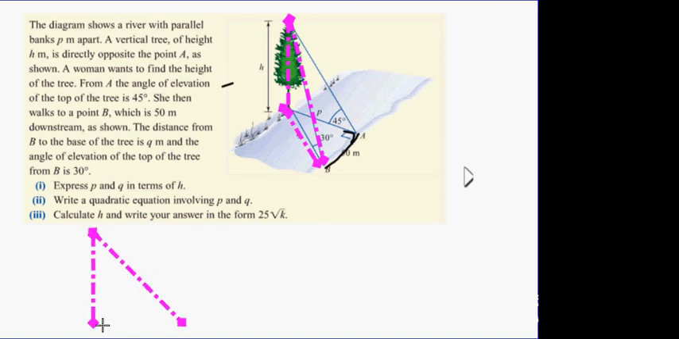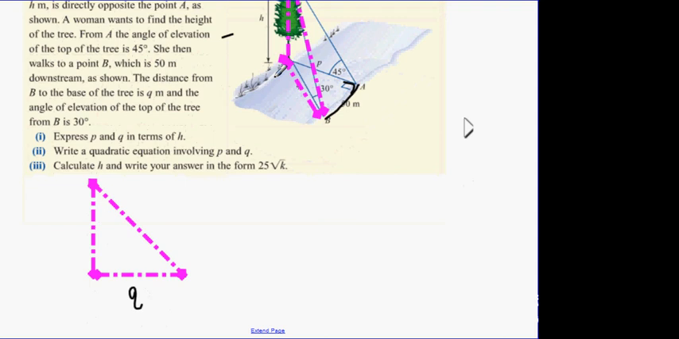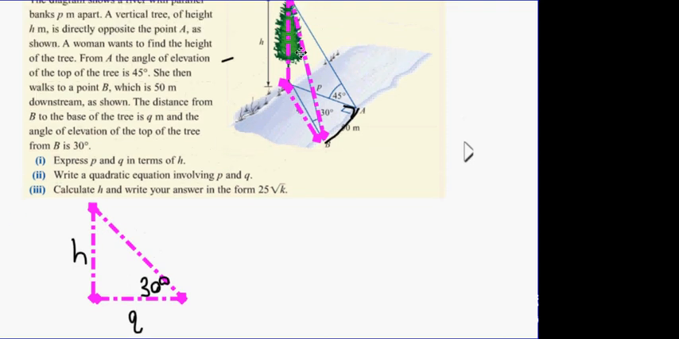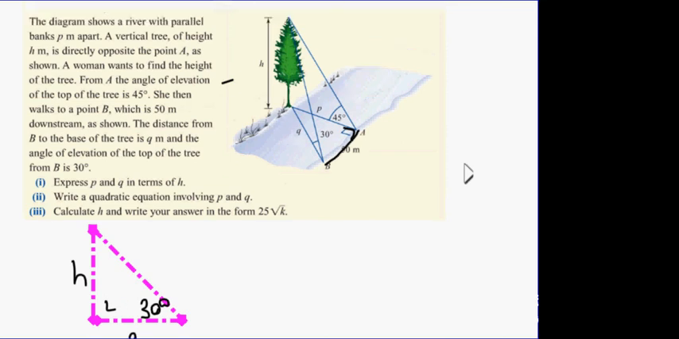The length on the bottom is Q, which is here. The angle is 30 degrees. The height of the tree is H. That is your first triangle created. Now remember, the tree is standing vertically upwards compared to the ground, 90 degrees. Next part is a green triangle, this one here, to here, to here. This green triangle has an angle of 45 degrees. The length along the bottom is P and the height is H.